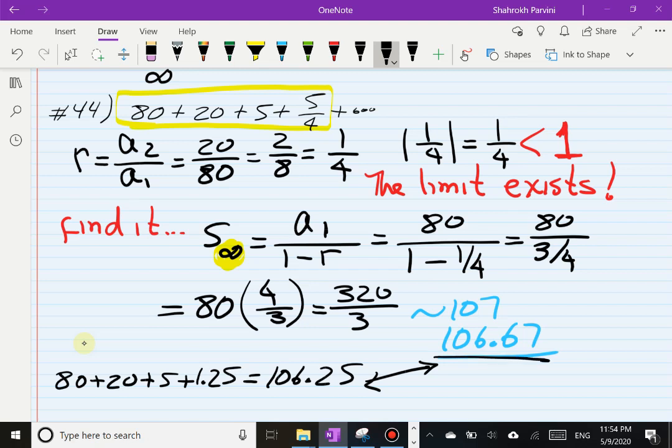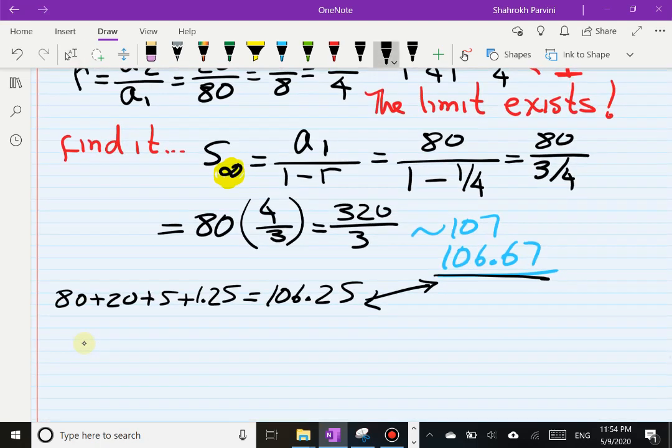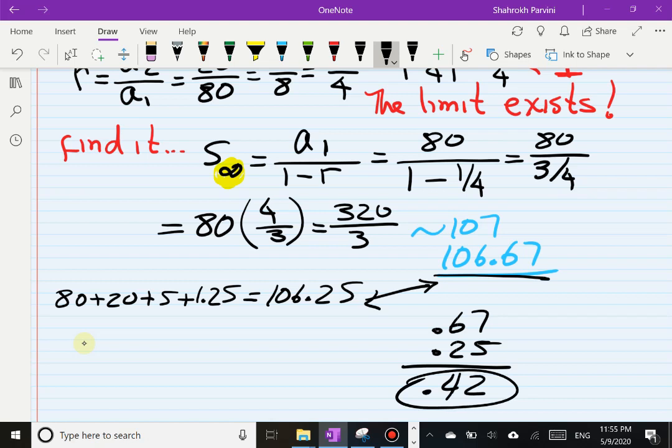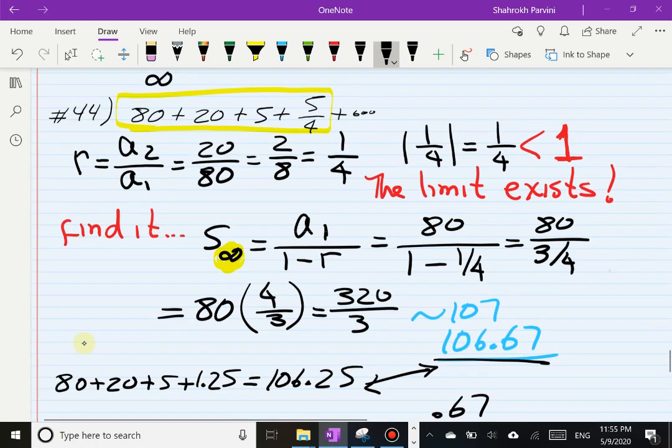That means from the fifth term all the way to infinity, you're only picking up the difference between 0.67 and 0.25, right? That's how much we don't have. There you go. This is how much sum there is to infinity beyond the fourth term. Isn't that impressive? That's very cool.